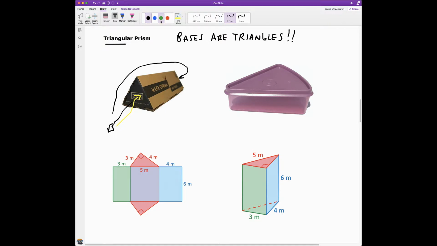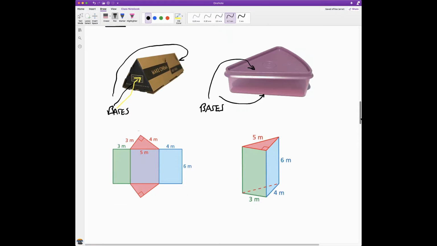For my Tupperware, my base would be here. Here's a base. I'll write the word bases. Here's one of my bases. And then on the bottom, there's the other base. Notice that in a triangular prism, the bases are always triangles. So just because this box is sitting on another shape that's not a triangle, it's a rectangle, the bases are always triangles in a triangular prism. Okay, that's what makes it a triangular prism, is because of the bases that are triangles.